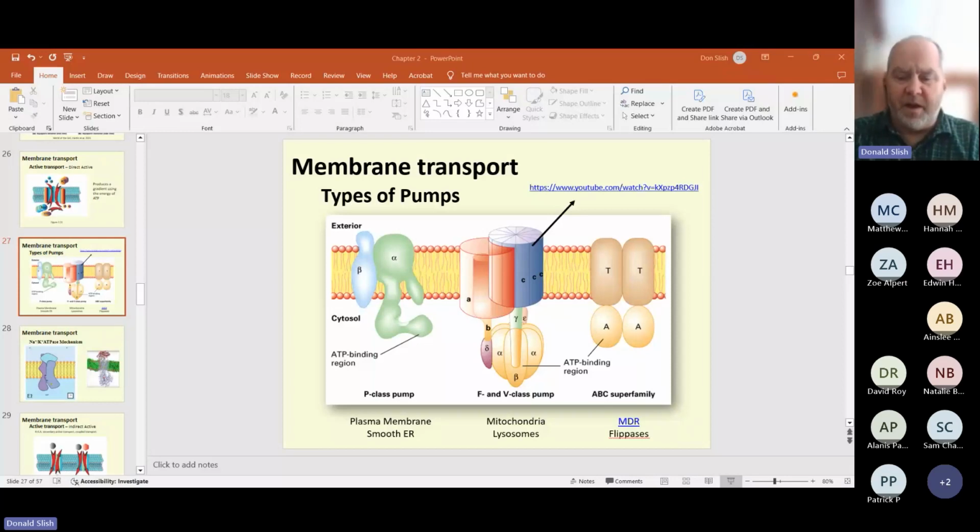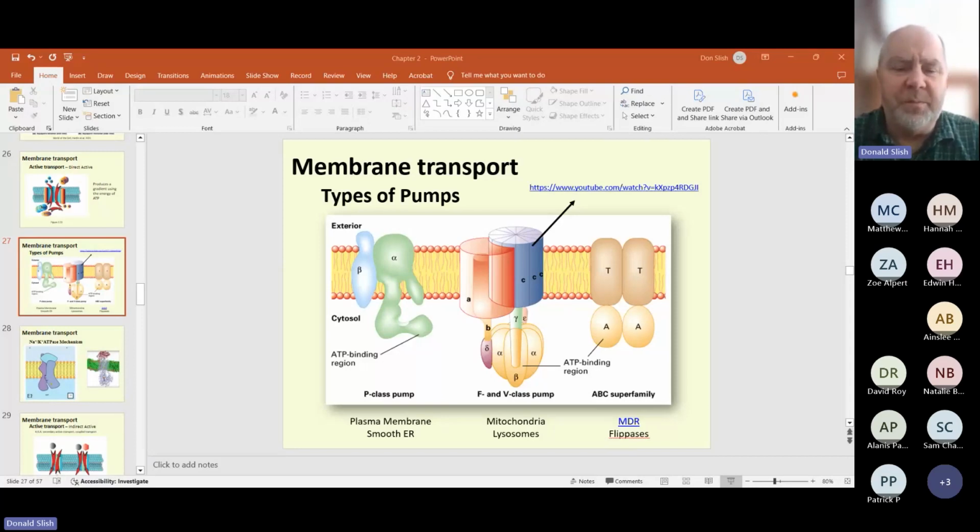Indirect active now has to do with, again, I'm not crazy about the pictures in your book, but basically you've got one active transport, which is producing a proton gradient here in this example. And then here's your secondary active transport over here, which is using that concentration gradient, which, remember, is stored energy, to move something else against its concentration gradient.